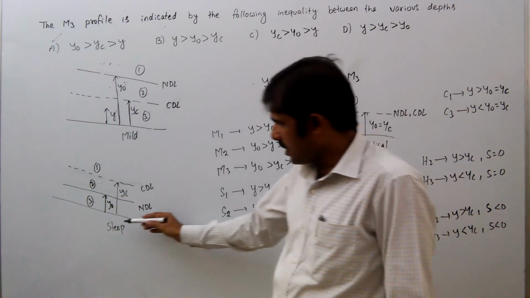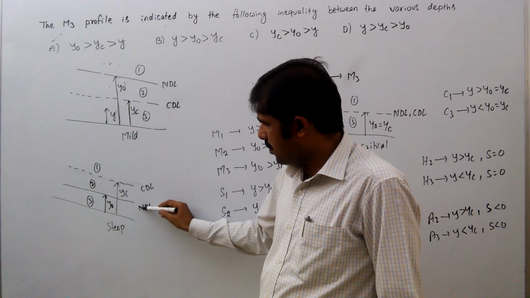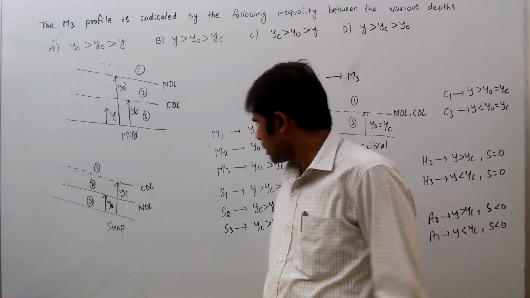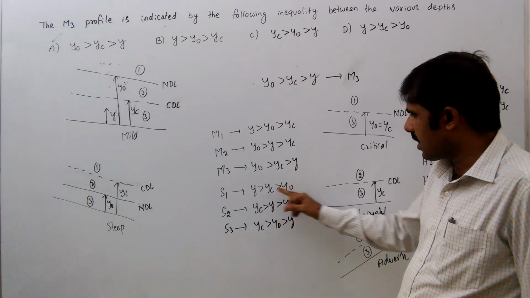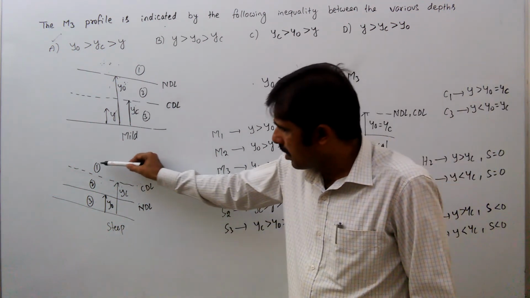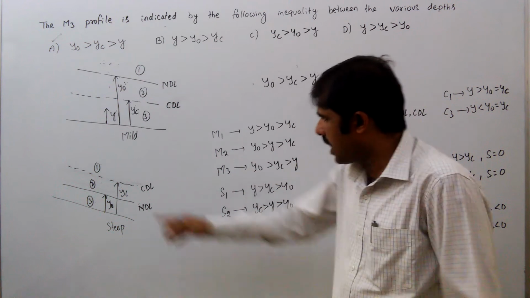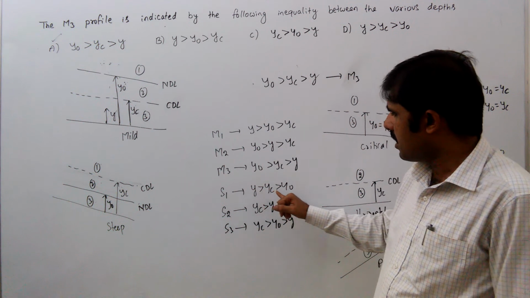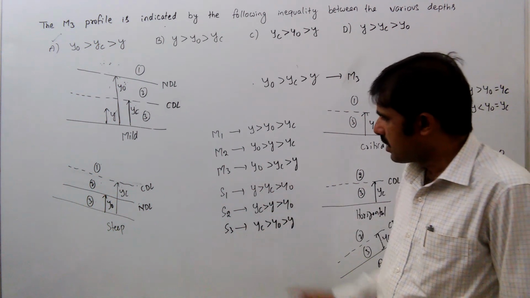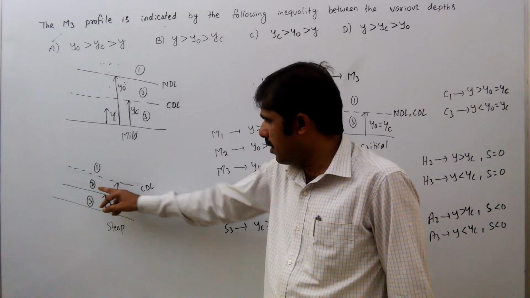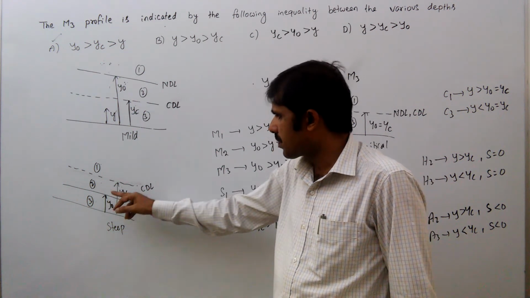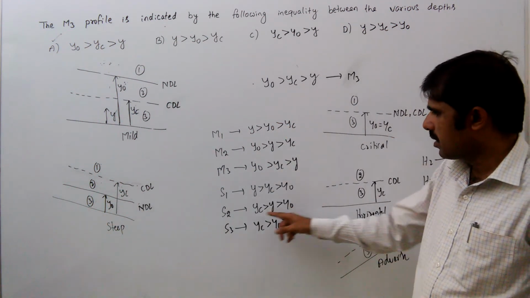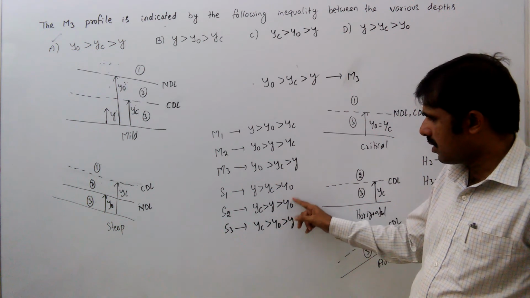Similarly, in steep slope, CDL is above NDL. That means YC is greater than Y0. If Y is in region 1, then Y is greater than YC and YC is greater than Y0. That is S1 profile. Similarly, S2 means Y will be in between CDL and NDL, so YC is greater than Y and Y is greater than Y0.